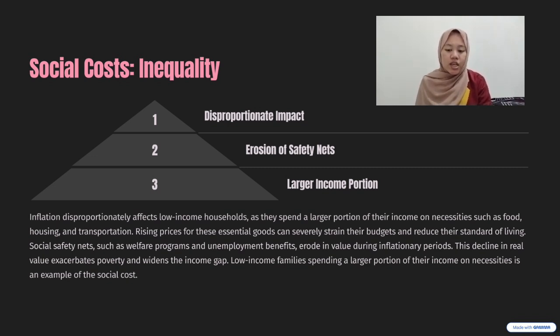Social safety nets such as welfare programs and unemployment benefits erode in value during inflationary periods. This decline in real value exacerbates poverty and widens the income gap. Low-income families spending a large portion of their income on necessities is an example of the social cost.